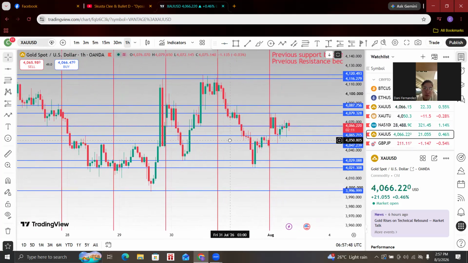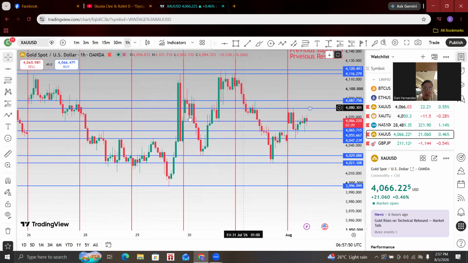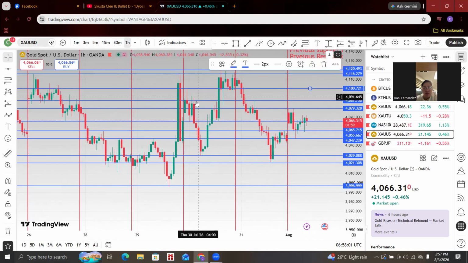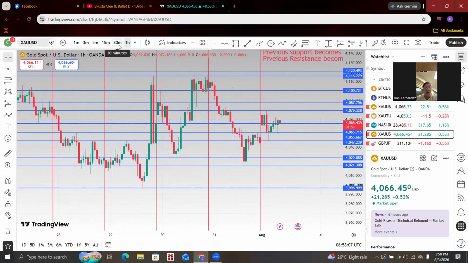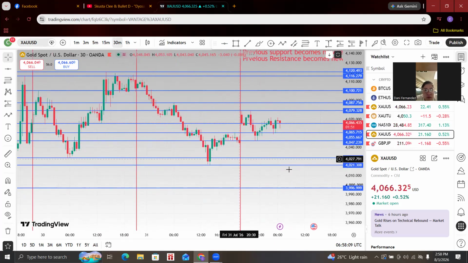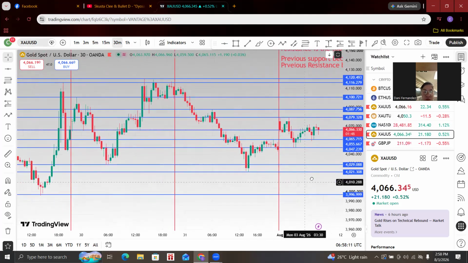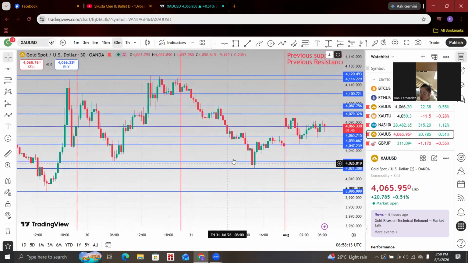So once I don't see anything anymore, I only go back 4 days or 4 sessions prior when I'm marking out my support and resistance. Then I'm going to go to the 30-minute time frame and look for more to mark out.